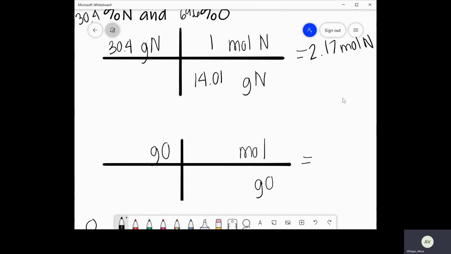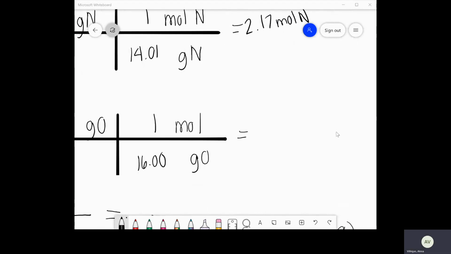And we're going to do the same thing with oxygen. So I know that I have 69.6 grams of oxygen. And I also know that for 16 grams of oxygen, I am able to get 1 mole of oxygen. When I convert that over, I'm going to get 4.35 moles of oxygen.